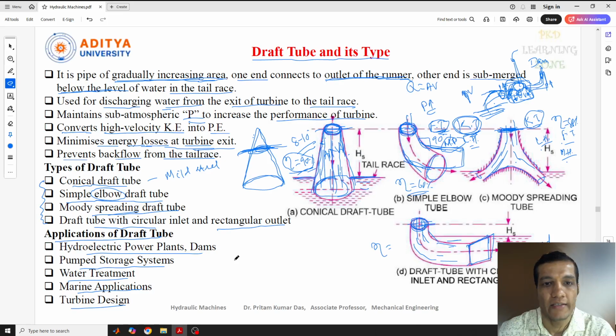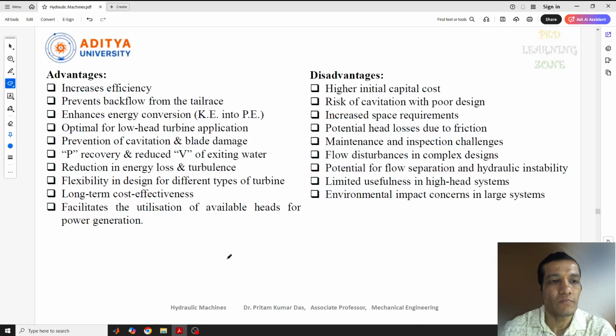We'll see some advantages and disadvantages of this. The draft tube will increase the efficiency, and it prevents backflow from the turbine. Already I told you at the start, it prevents backflow from the tailrace, and it also enhances energy conversion, like kinetic energy to pressure energy. It is also optimal for low head turbine applications, because it cannot be used for the high head. It is always used for low head or medium head, and it helps prevent cavitation and blade damage.